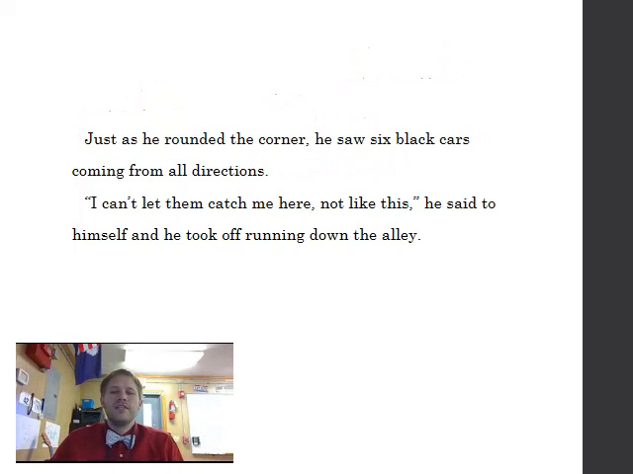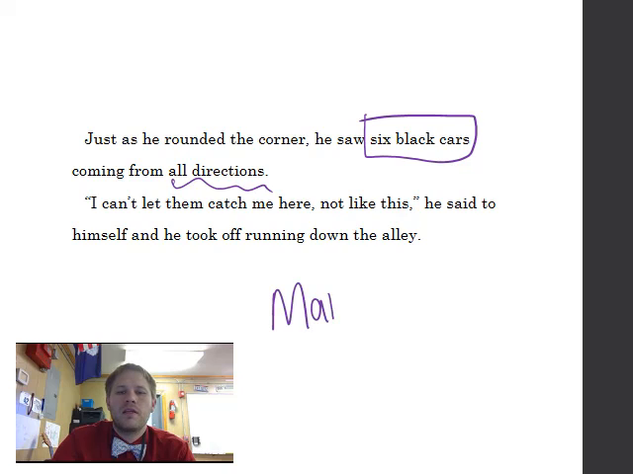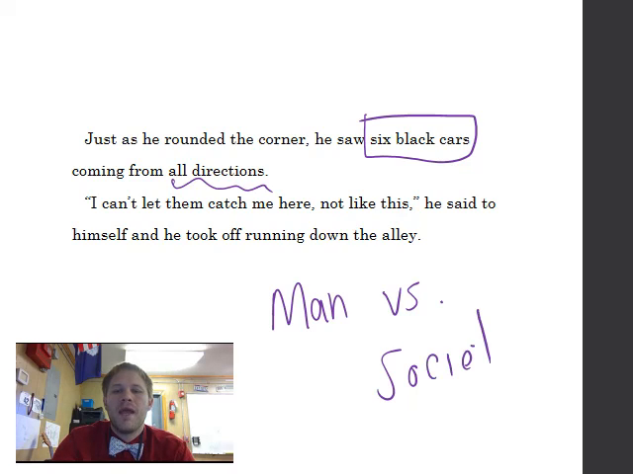Here's another one. Just as he rounded the corner, he saw six black cars coming from all directions. I can't let them catch me here. Not like this, he said to himself, and took off running down the alley. So in this sample, again, you have your main character, and you have this group of people who are trying to chase him from all directions. And so this is what we would consider a man versus society passage. One main character against a group of people.